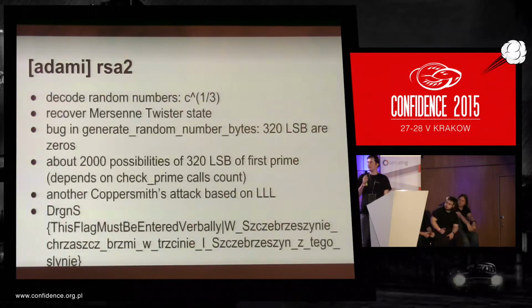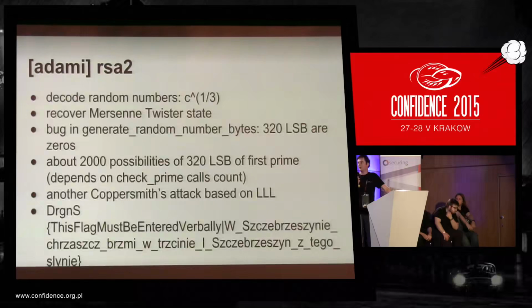The harder RSA challenge had something like two parts. In the first part, we had to recover Python's internal random state, and we were able to do that by decoding all the encrypted random numbers. Since they were very small and the public exponents were also small, to decode them we just needed to compute the third integer root.